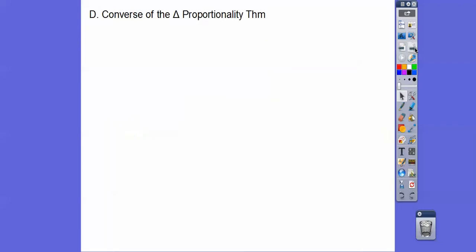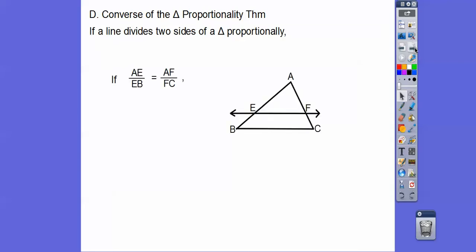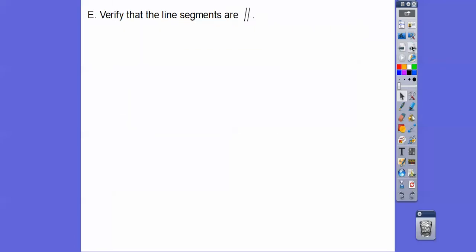All right, so the converse of the triangle proportionality theorem just says this: if a line divides two sides of a triangle up proportionately, so here if top over bottom equals top over bottom, then that means this is parallel to this, okay? It's just a reverse of that, okay? Okay, so that's what that says right there. It means it's parallel.